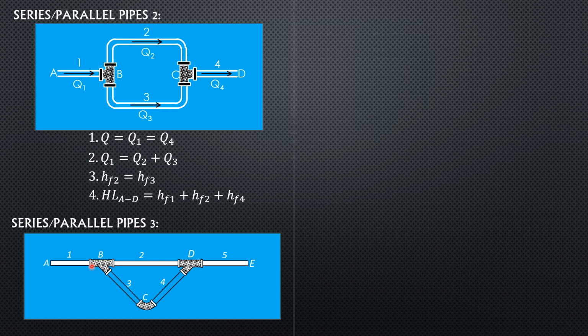The next case, series parallel pipes 3. Notice that pipe 2 is laid parallel to combined 3 and 4. 3 and 4 are in series, but they separate at one junction and meet again in another junction. So for the discharge, these are the equations. Q1 equals Q5 equals Q. Q is the total discharge entering the system, and it is equal to Q1 equals Q5. Then Q1 equals Q2 plus Q3.